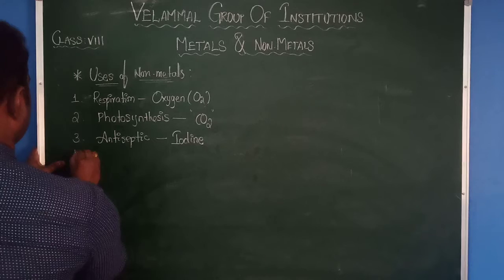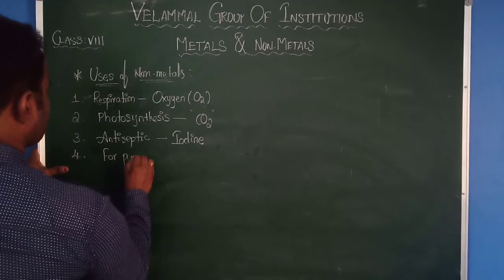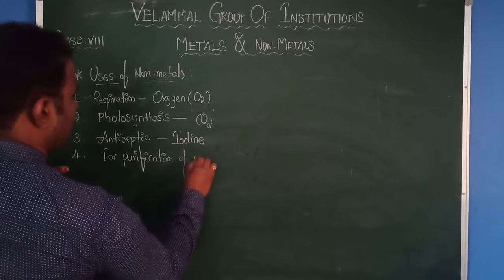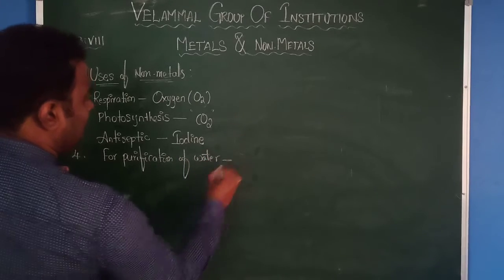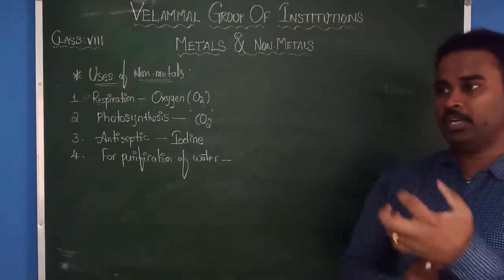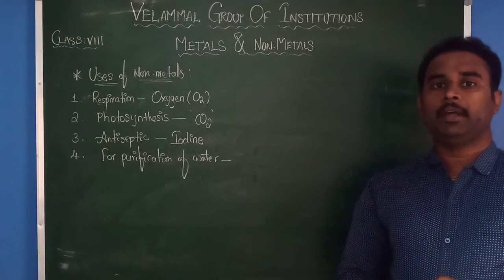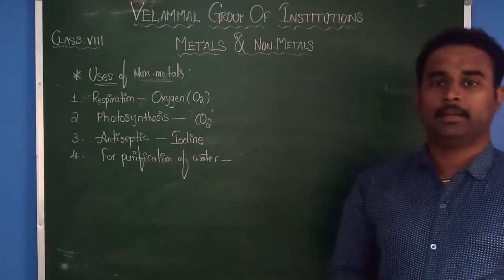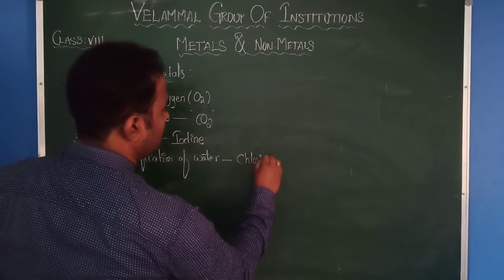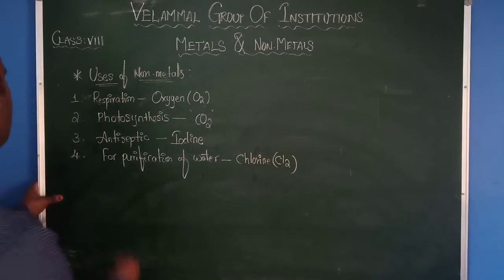The next one, for purification of water, that is disinfectant. Whenever you are purifying any water, you go and check any purification process, we are using one non-metal especially as a disinfectant. That non-metal is nothing but chlorine.